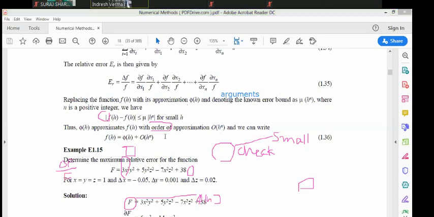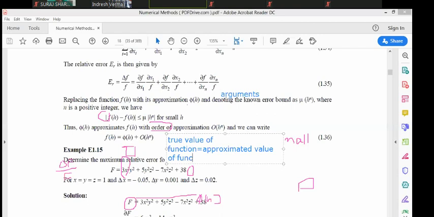So function is written as, ultimately, this is the function. This is the true value of function. True value of function is equal to approximated value of function, and then plus error, like this. Ultimately, we come to this very point.